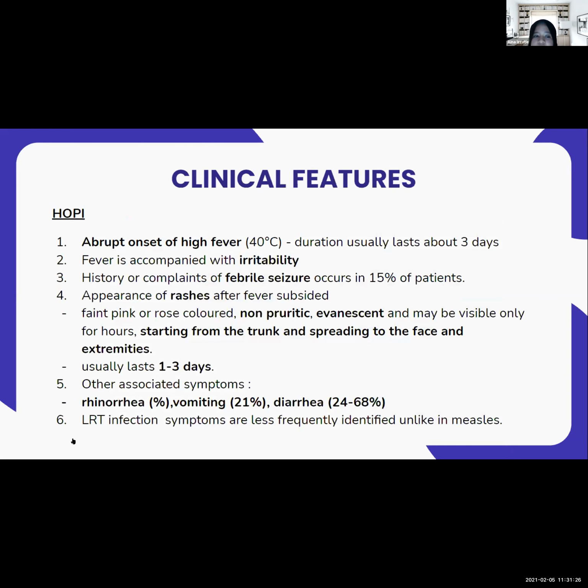The patient can also notice the appearance of a rash after the fever has subsided, and the rash is usually faint pink or rose-colored, non-pruritic, and evanescent, which means it only lasts a few hours and then disappears, but it can appear again. It starts from the trunk and spreads to the face and extremities, and usually lasts about 1 to 3 days. There can also be other associated symptoms such as rhinorrhea, vomiting, and diarrhea. Lower respiratory tract infection symptoms are less frequently identified, unlike in other viral diseases such as measles.